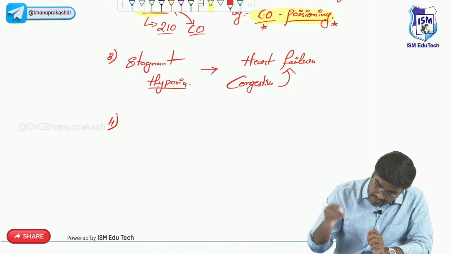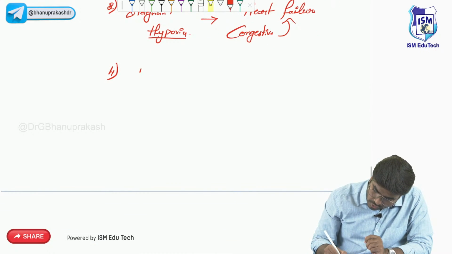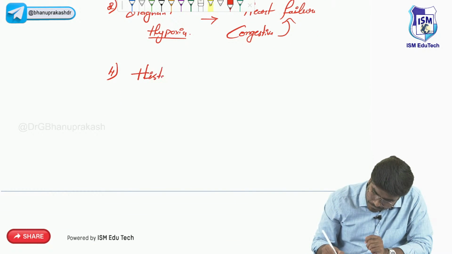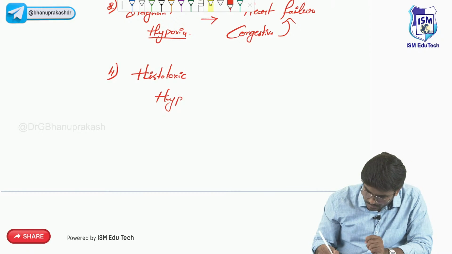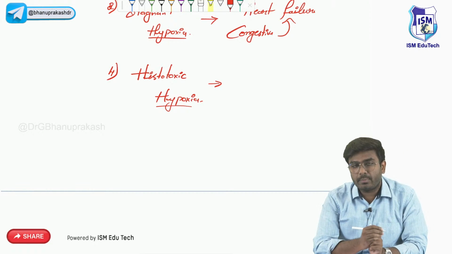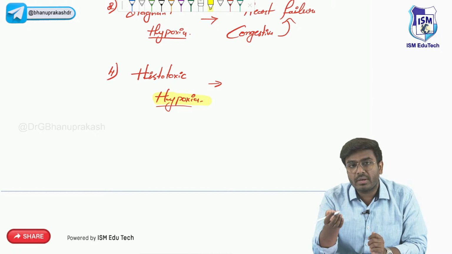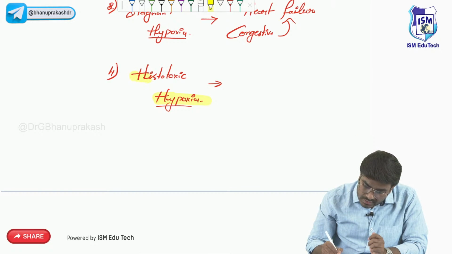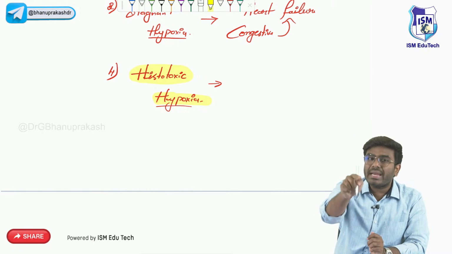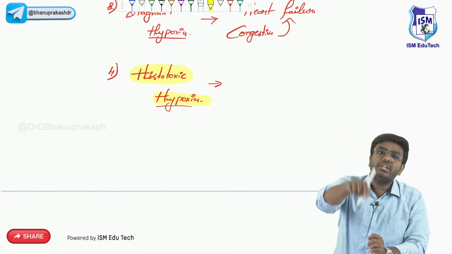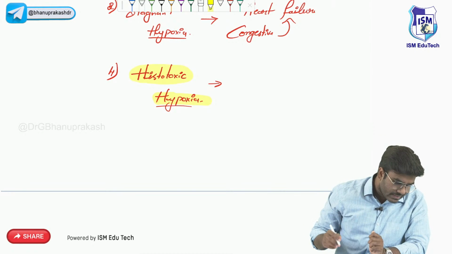Now, the last type of hypoxia which I want you to know is histotoxic hypoxia. Now, what exactly is histotoxic hypoxia? Again, at the end of the day, the problem is hypoxia. Oxygen is not properly available to the tissues. Why? Because there is some problem in the tissue right now. Where is the problem? Problem is in the tissue, sir. What exactly is that problem?